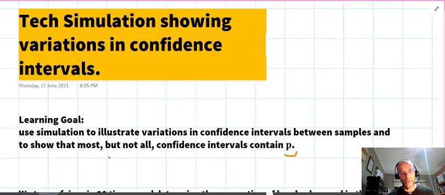And as for the last part, that most but not all confidence intervals contain p, we could recalculate that or take larger numbers of samples, more than 10, and we could check that out a bit more. But certainly the most bit, yep. So yeah, fairly useful little activity there.